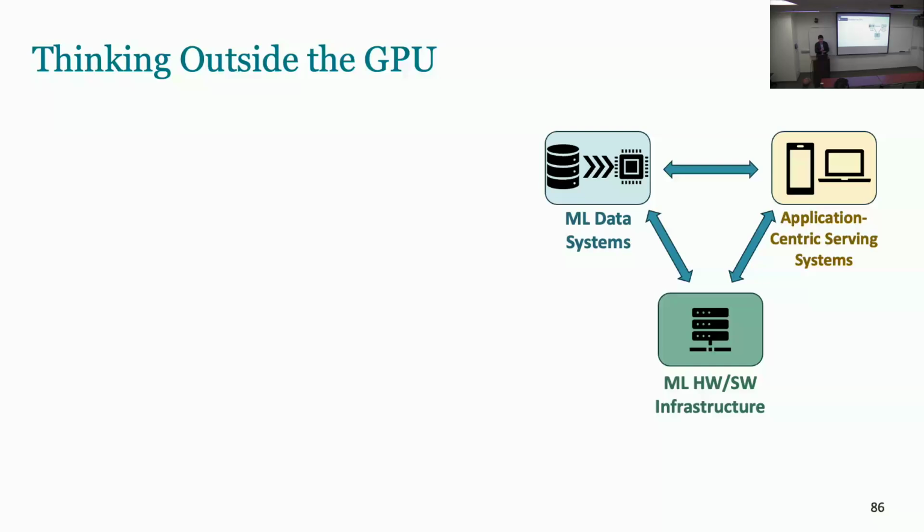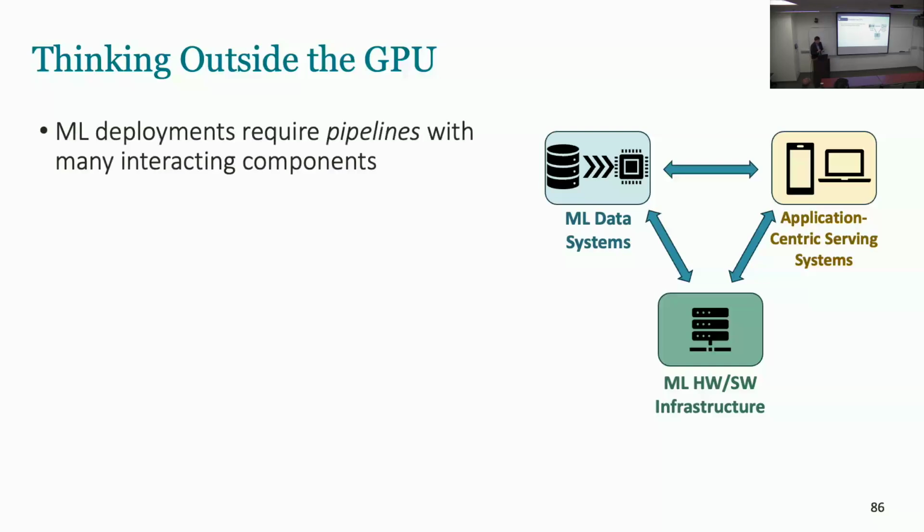So to wrap up, I just want to highlight three important points throughout this talk. First, modern ML deployments are much more than a bunch of accelerators. They're pipelines with many diverse, complex, scalable interacting systems. To continue scaling our ML capabilities, we need to focus on improving all of these components end to end.